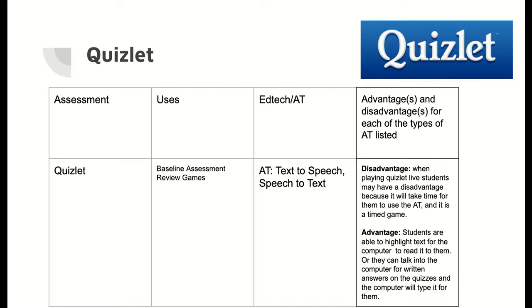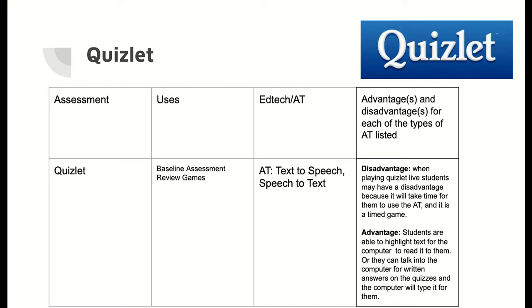Next is Quizlet. This is very popular, and it can be used as a review game. It could be used as a baseline assessment. So if you have given assignments, there are flashcards on there, and after reviewing the flashcards, each individual student can do online quizzes based on those vocab words. This is EdTech, so the AT is text to speech and speech to text.